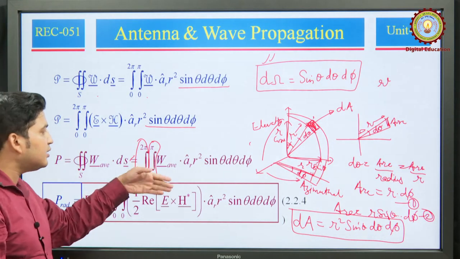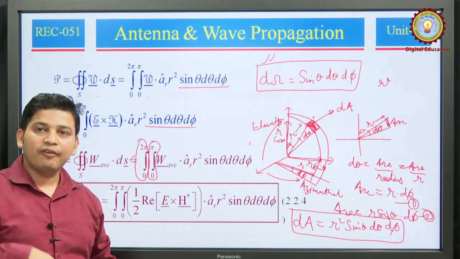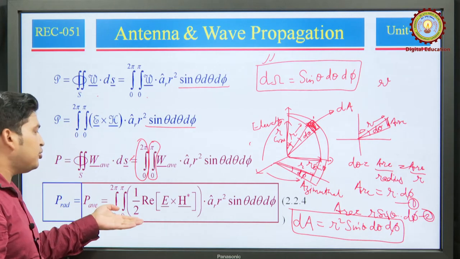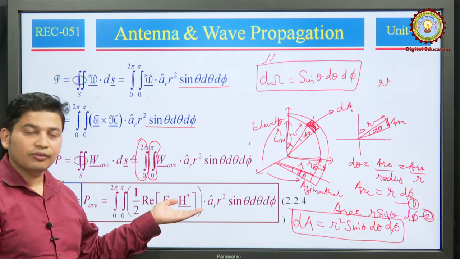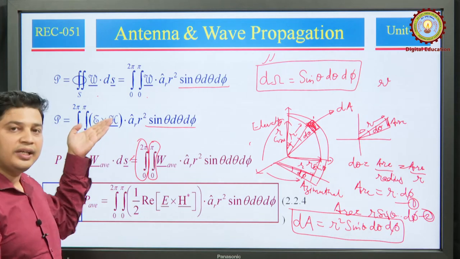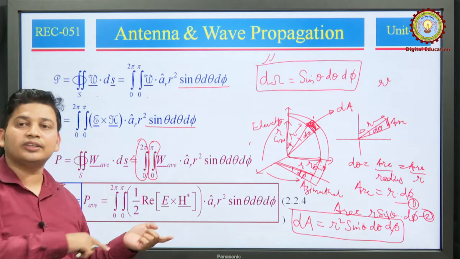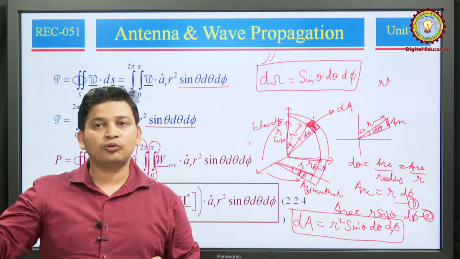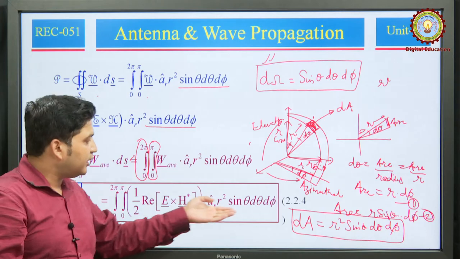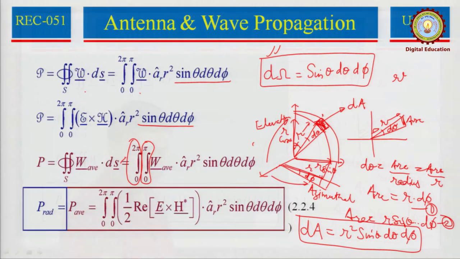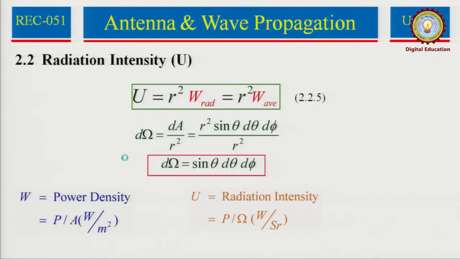Same, we can differentiate in terms of average power. Average power is nothing but 1 by 2 of real E cross H. Over here we are multiplying simple E cross H, but over here it is the RMS value: E cross H, 1 by root 2 into 1 by root 2, 1 by 2, and E cross H, same formula. Remember this.